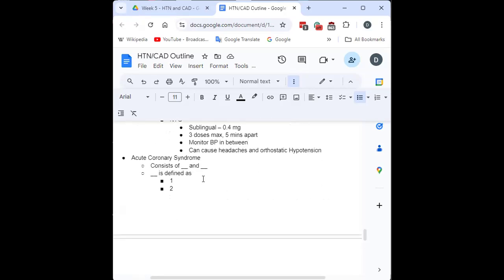Okay, so here we go. Acute coronary syndrome. So we talked about your CAD kind of being an umbrella term. Your acute coronary syndrome is also another umbrella term, like an umbrella term under an umbrella term. So it consists of two things.